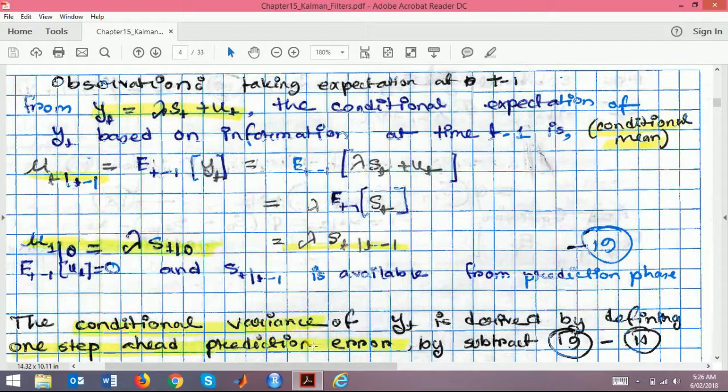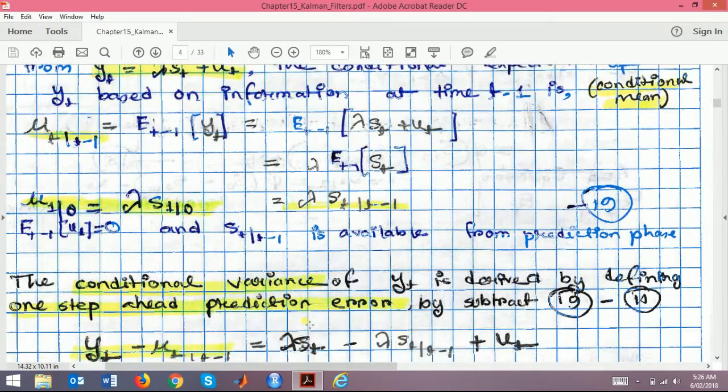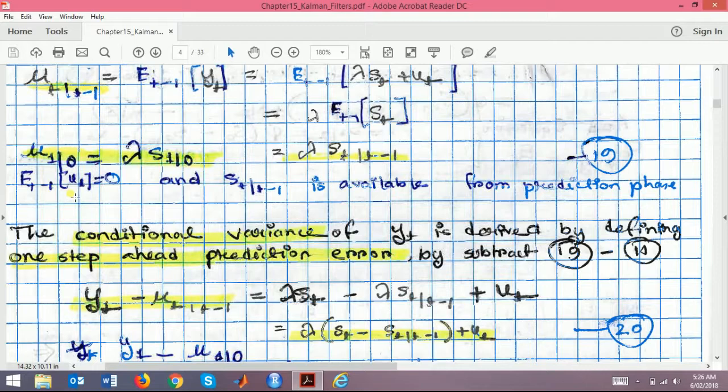mu1|0 equals lambda S1|0. We have derived S1|0 before, and we are going to multiply that with the factor loading lambda to get the conditional mean. So mu1|0 equals lambda S1|0. Taking the expectation of ut and st conditional upon t minus 1 is available from the prediction phase. So using S0|0 from the updating phase, in the prediction phase we derived S1|0, which was S1|0 equals phi S0|0, and this S1|0 is multiplied with lambda, the latent factor, which gives us mu1|0, the conditional mean.